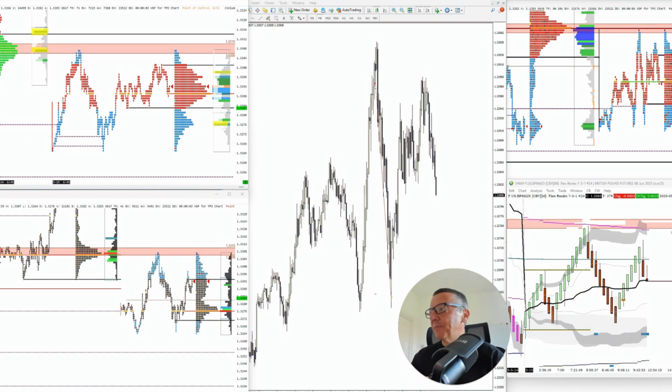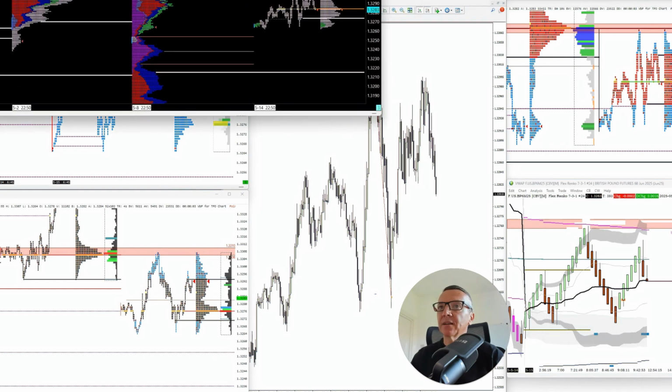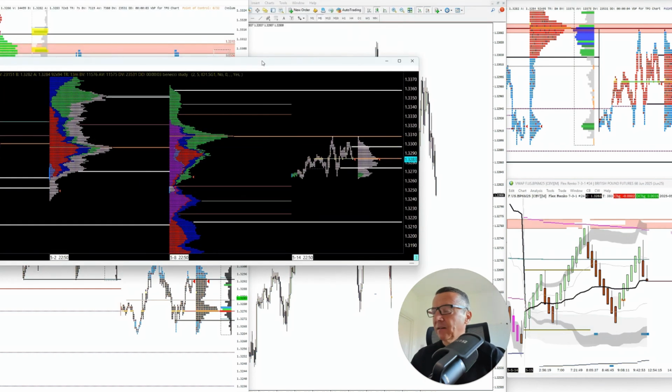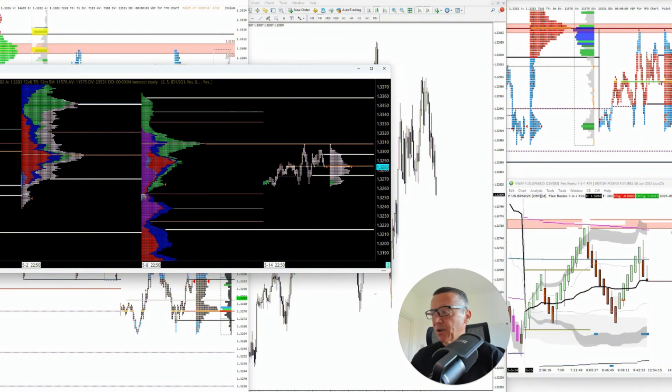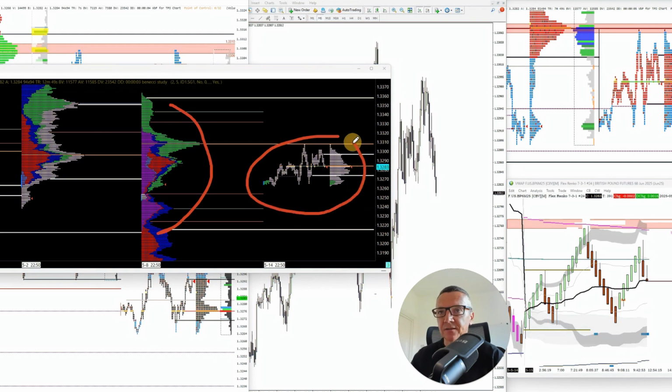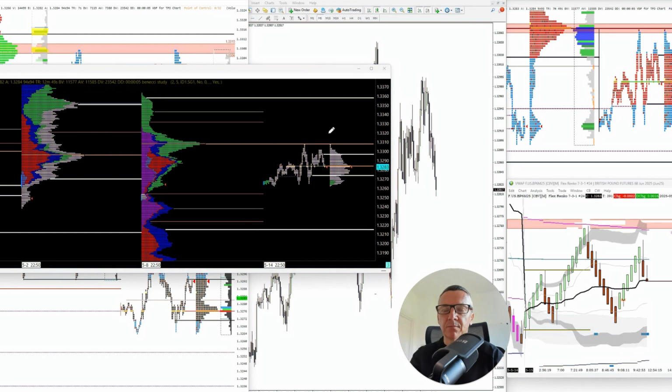So let me just bring that over. This is what we call the weekly TPO. So this is the previous week's transactions, and this is the current week's transactions. This actually opens on Monday and closes on Thursday. That's how I have these set up.